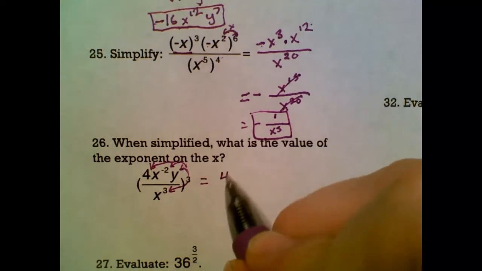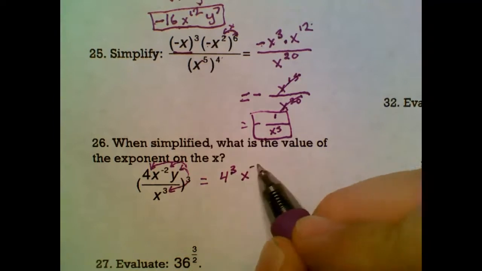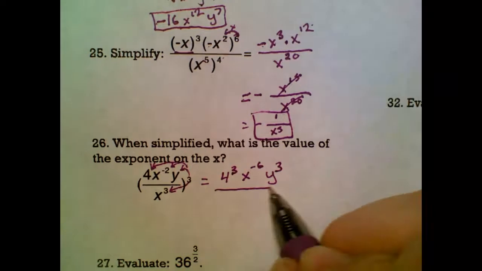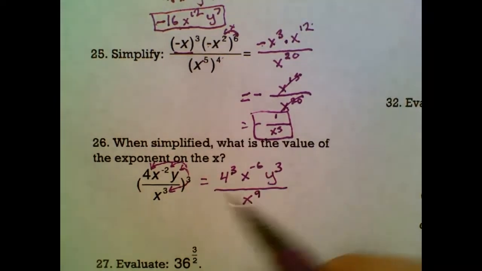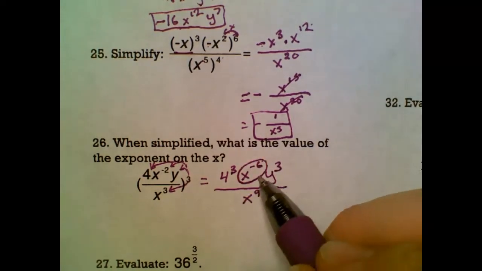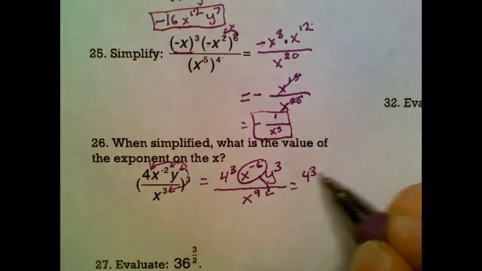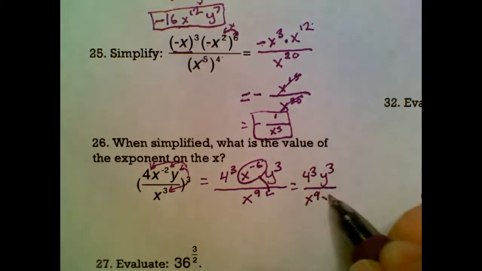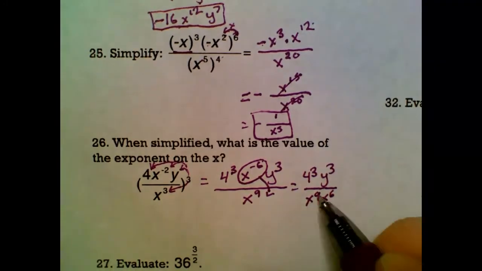Rewrite this. So I got 4 to the 3rd, x to the negative 2 times 3, which is negative 6, y to the 3rd, and then x all over x to the 9. Now remember, our focus is just the x, the exponent of the x. So let's bring these x's together. We're going to take this, because it's a negative exponent, and we're going to flip it to the bottom. That makes it a positive exponent. So this gives us 4 to the 3rd, y to the 3rd, all over x to the 9, x to the 6th. Now let's just bring these two together, and we will have our answer.